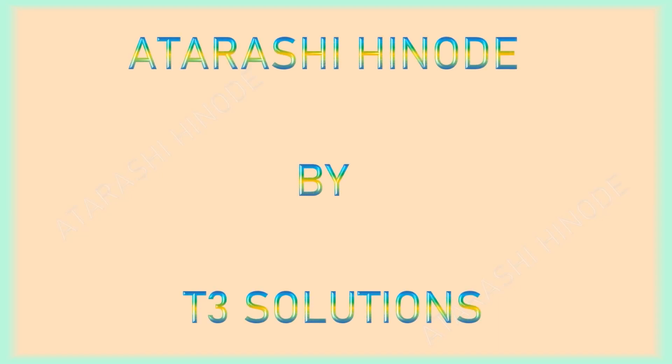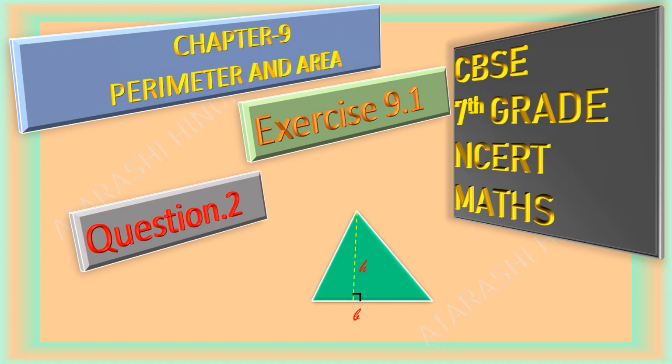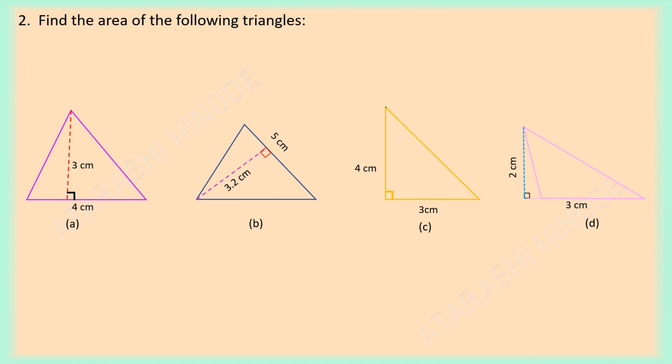Today we are going to do the second question of exercise 9.1, 7th grade CBSE NCERT Maths. Here you can see some triangles. We have to find the area of each of these triangles.